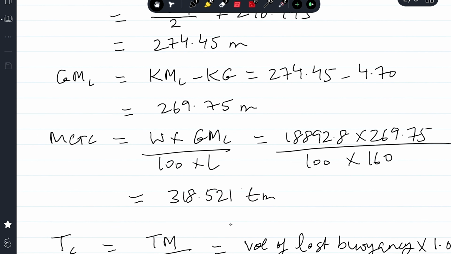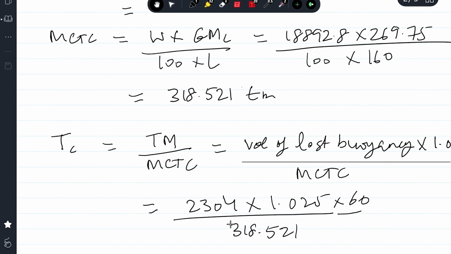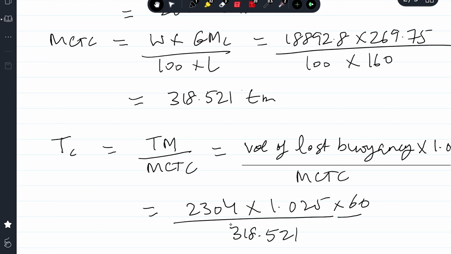This is the GML I insert here in the formula for MCTC. So displacement W, which is unchanged, 18892.8, times GML 269.75, upon 100 into LBP, which is 160 meter length of the vessel. So we get MCTC 318.521 ton meter. Change of trim is trimming moment upon MCTC.